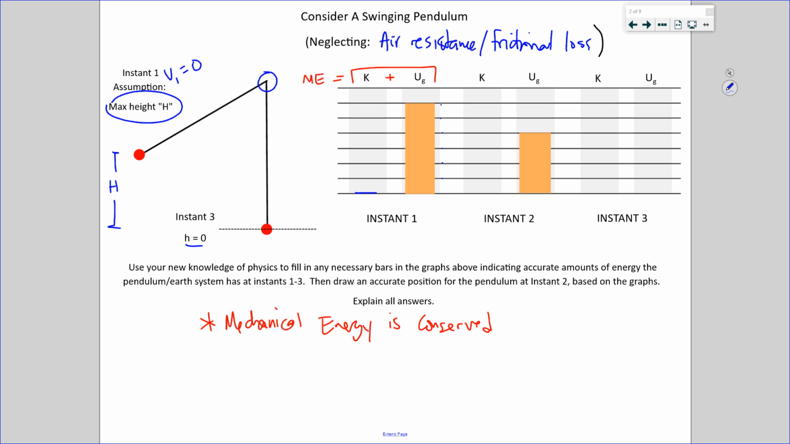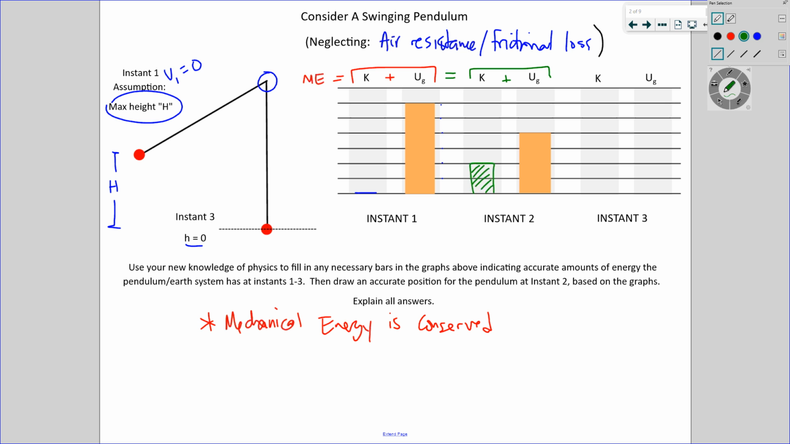Okay, later, at instant 2 here, well, mechanical energy must still be constant. If this thing tells us that there are 4 bars of gravitational potential energy, that means there must be the other 2 of this thing's kinetic energy, the bob's kinetic energy.